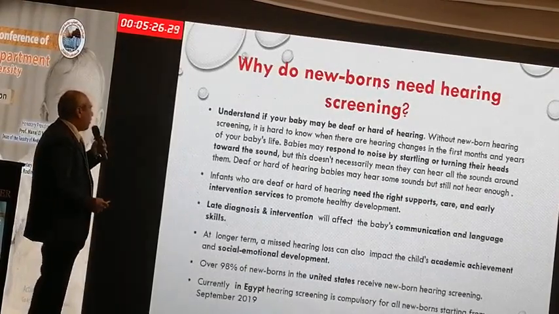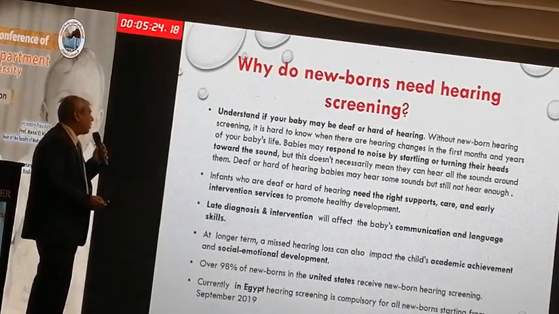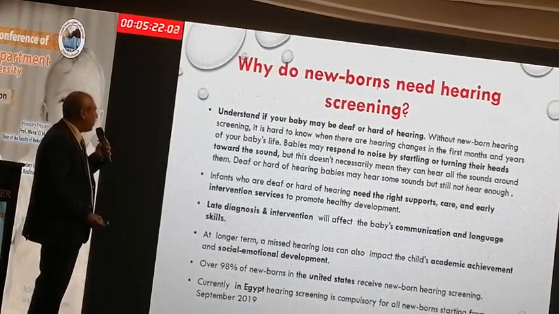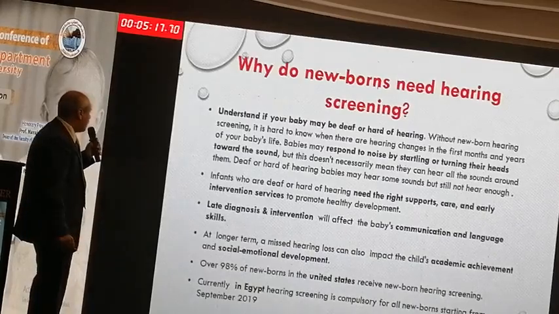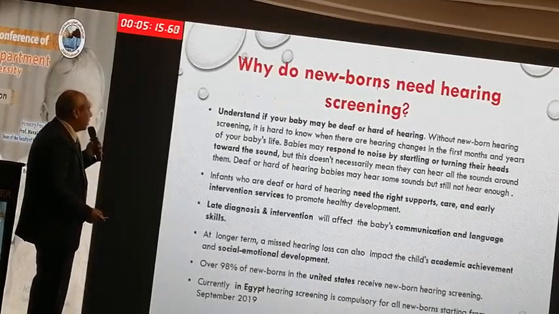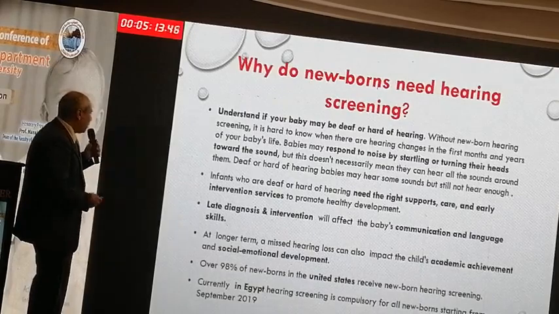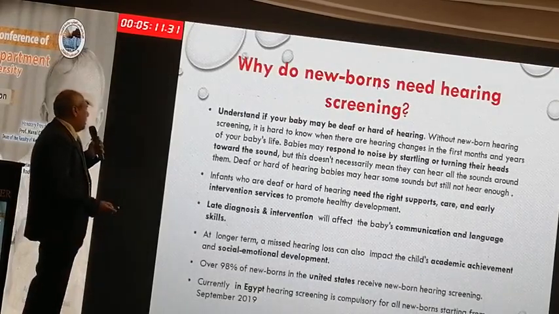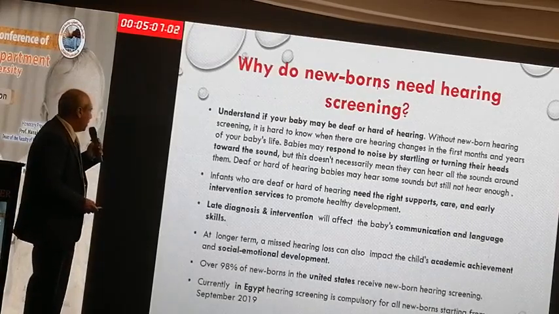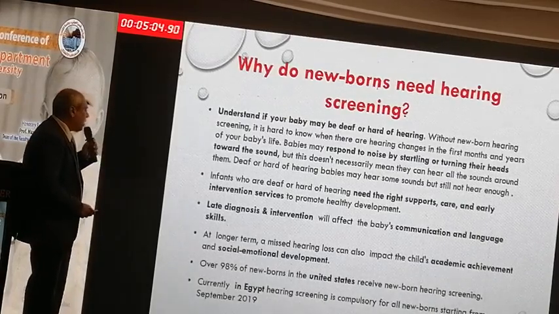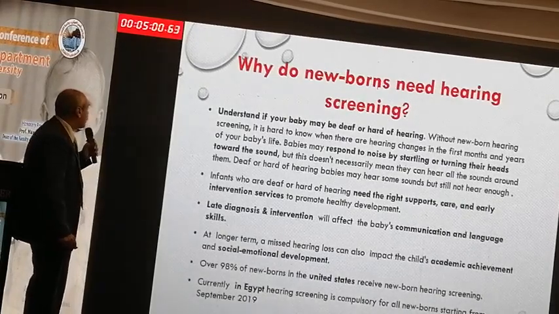Infants who are deaf or have a hearing problem need the right support, care, and early intervention to promote healthy development. The late diagnosis and intervention will affect the baby's communication and language skills. In the long term, missed hearing loss can impact child academic achievement and socio-emotional development. In the United States, over 98% of newborns have hearing screening. Currently in Egypt, hearing screening is now compulsory for all newborns starting from September 2019.